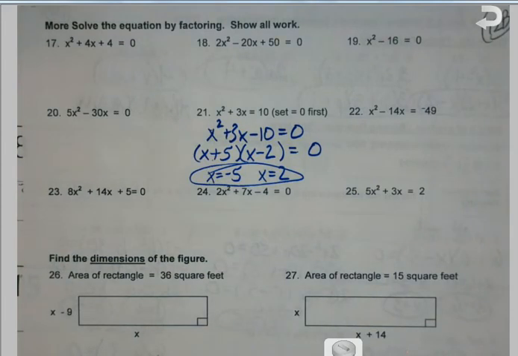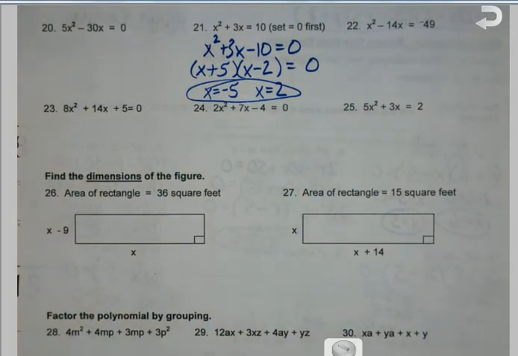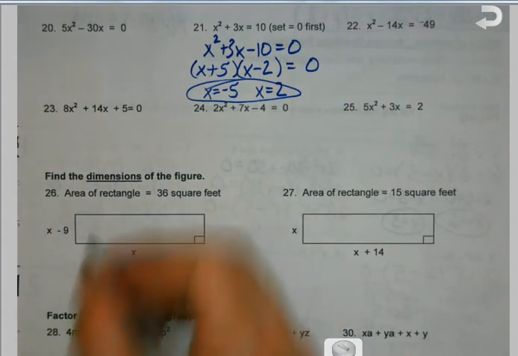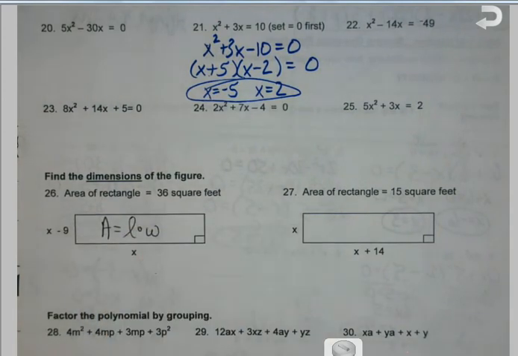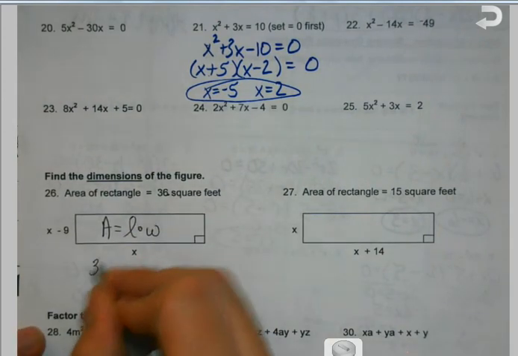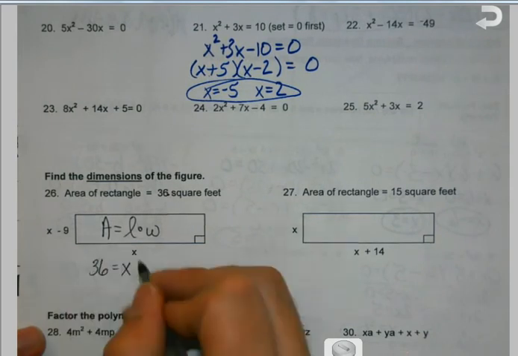So you're like, okay, done the factoring, set them equal to 0, working backwards, what you got left? Two minor things. One is actually using it for an application. Okay, find the dimensions of the figure. Area of a rectangle is 36 square feet. How do you find the area of a rectangle? Okay, base times height, length times width, however you want to do it. They give me what the area is. They give me the length. They give me the width.